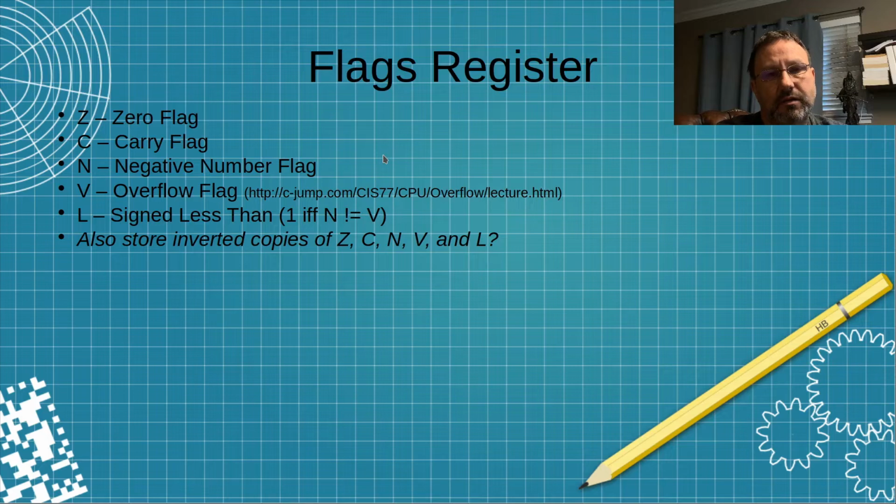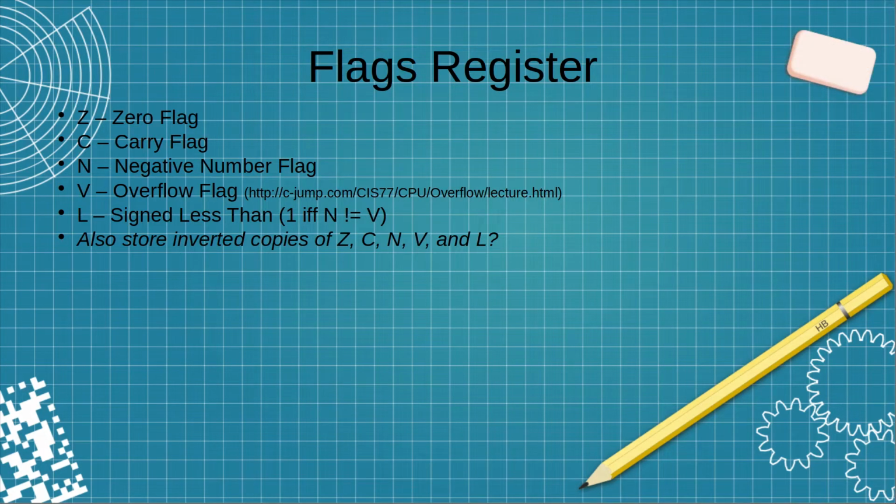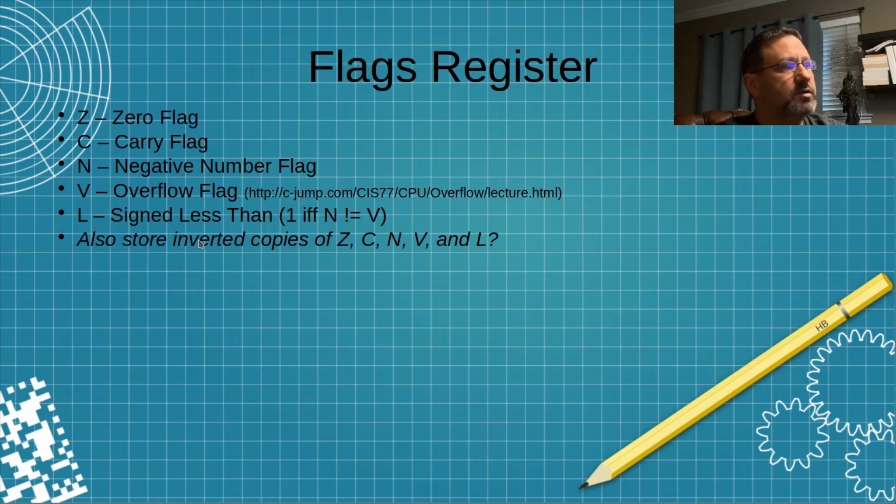Given the test conditions that are present, I'm wondering if it doesn't make sense to add an L flag, whether or not there's a signed less than condition, meaning that if and only if the negative flag is not equal to the overflow flag. And if that happens prior to the flags being latched, then that reduces some of the latency in evaluating the condition on whether or not it's been met. And then on top of that, even further, I'm also wondering if I should store inverted copies of each of those flags to make it easier again for doing comparisons.